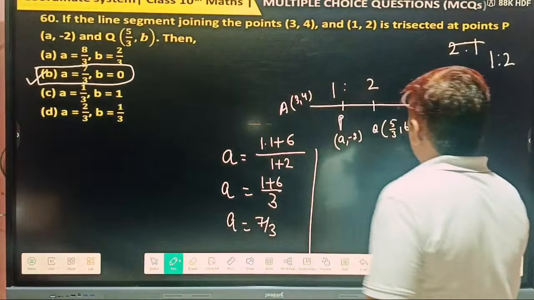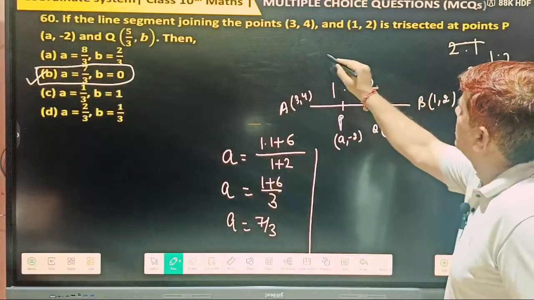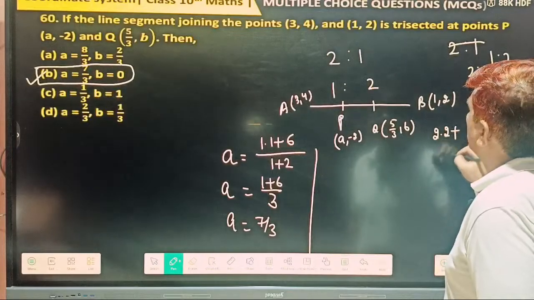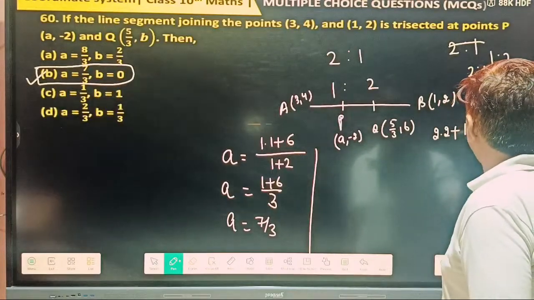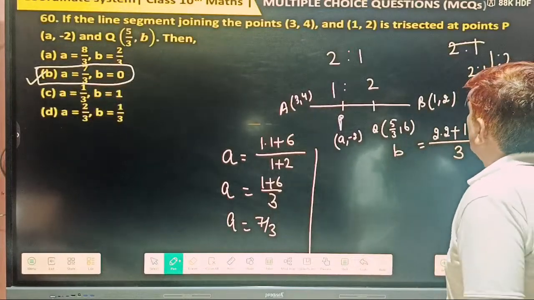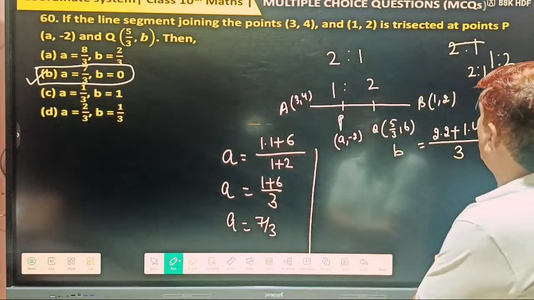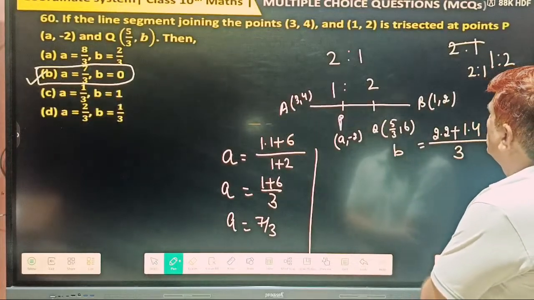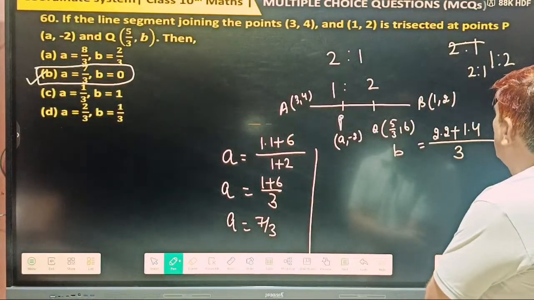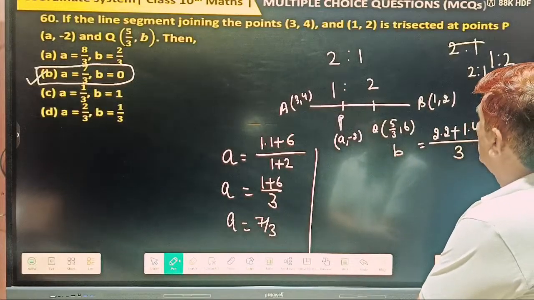Similarly, we can find out this Q point. Q divides this in the ratio 2 to 1. So (2 into 2 plus 1 into 4) by 3 equal to b. So what's the value of b? 2 twos are 4, 4 plus 4 is 8. This is not coming.